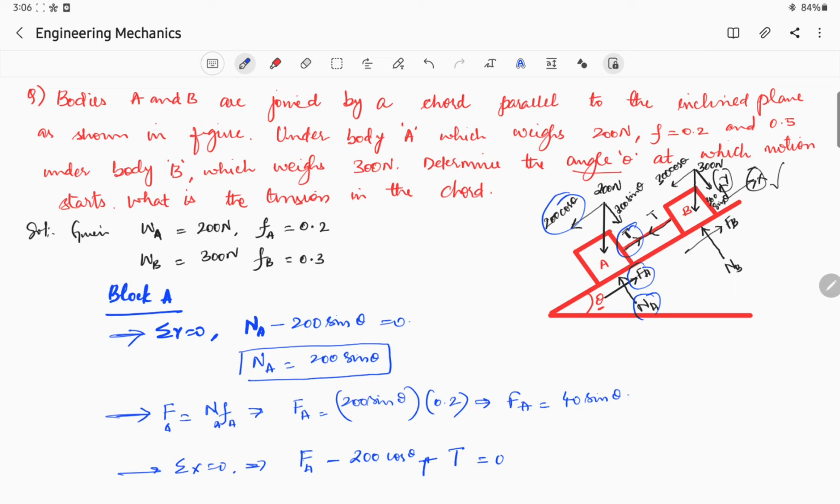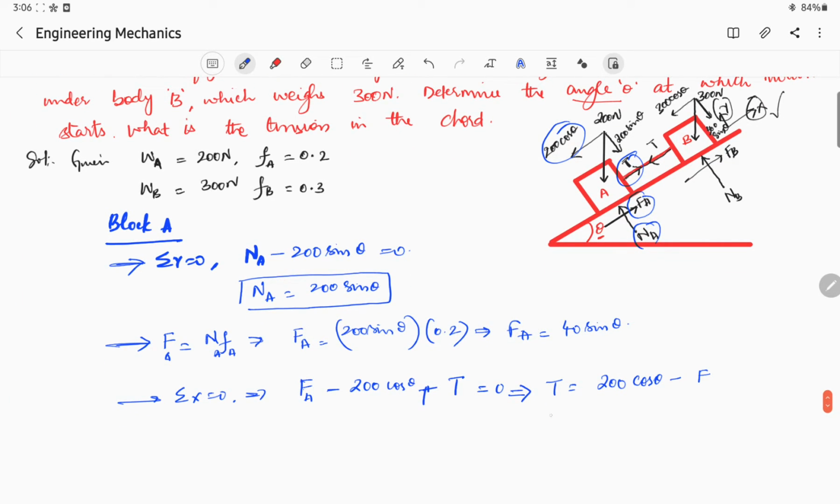Okay, so what we can do here, we'll make T the subject. So T is equal to 200 cos theta minus FA. What is the value of FA we got? Minus 40 sin theta. Equation number 1. Okay, we got equation number 1.